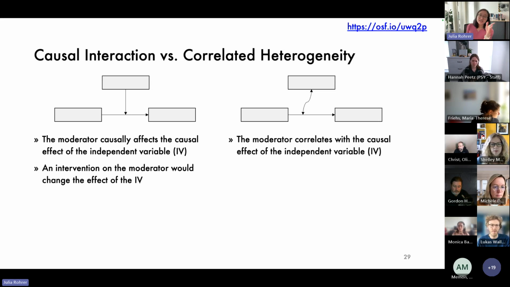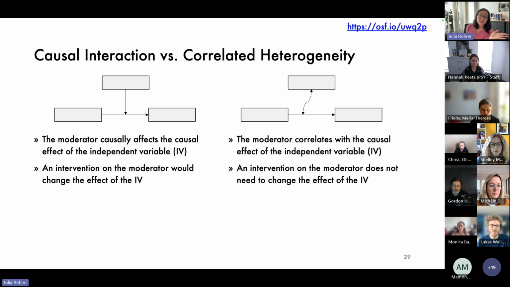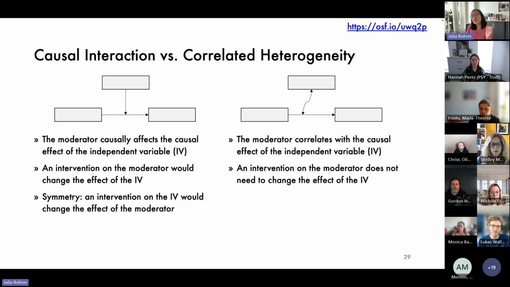I already said that in the causal scenario, an intervention on the moderator changes the effect of the independent variable. And in the correlation scenario, it doesn't need to change anything. The moderator just happens to correlate with it. It doesn't mean that changing the moderator changes the effect of interest. If you have a causal interaction, there's actually always a symmetry. In that scenario, an intervention on the independent variable of interest would also change the effect of the moderator.